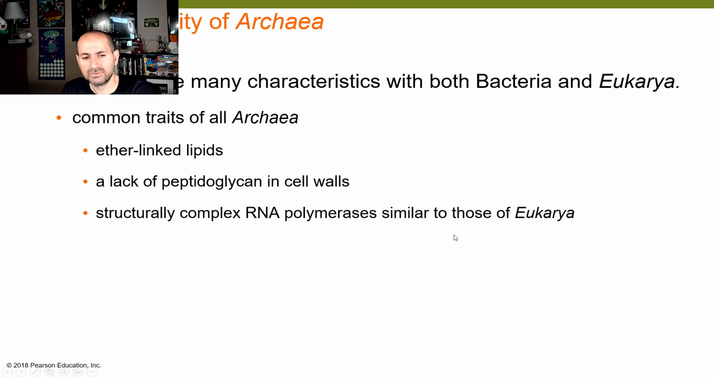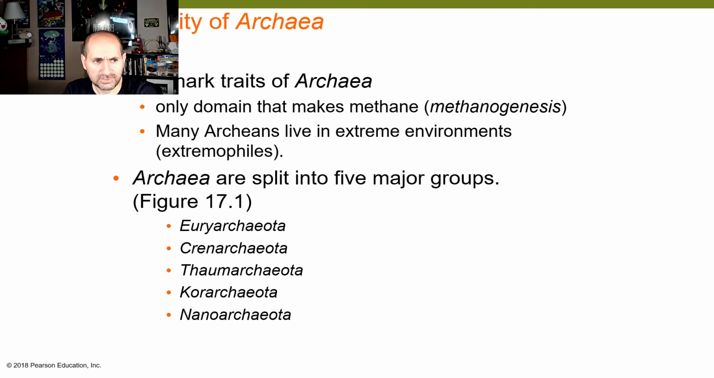So remember, evolutionarily speaking, the domain archaea has a more common ancestor with eukarya than it does with bacteria. Even though bacteria and archaea are both prokaryotes, you should know that bacteria are more distantly related to archaea than archaea are to us, right? Archaea are more distantly related to bacteria than they are to us eukaryotes, because archaea and eukarya share a more common ancestor. So what are the hallmark traits of archaea?